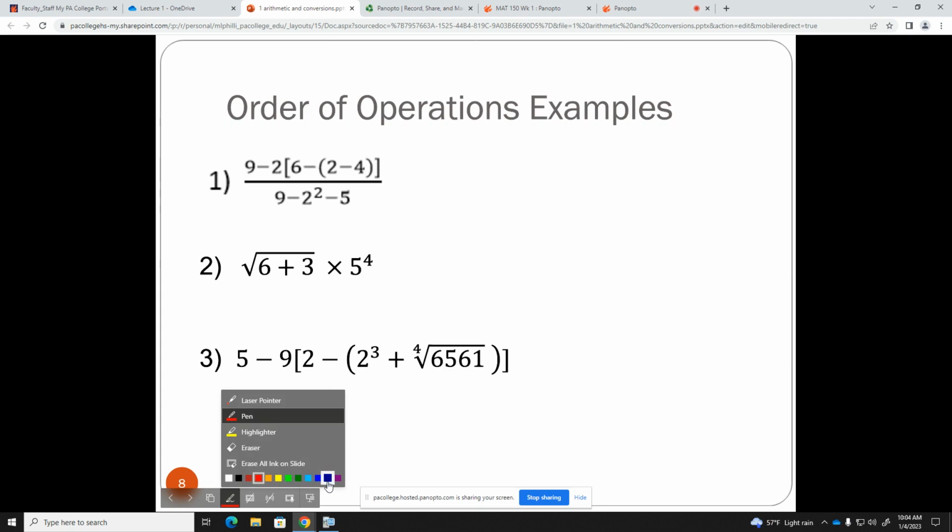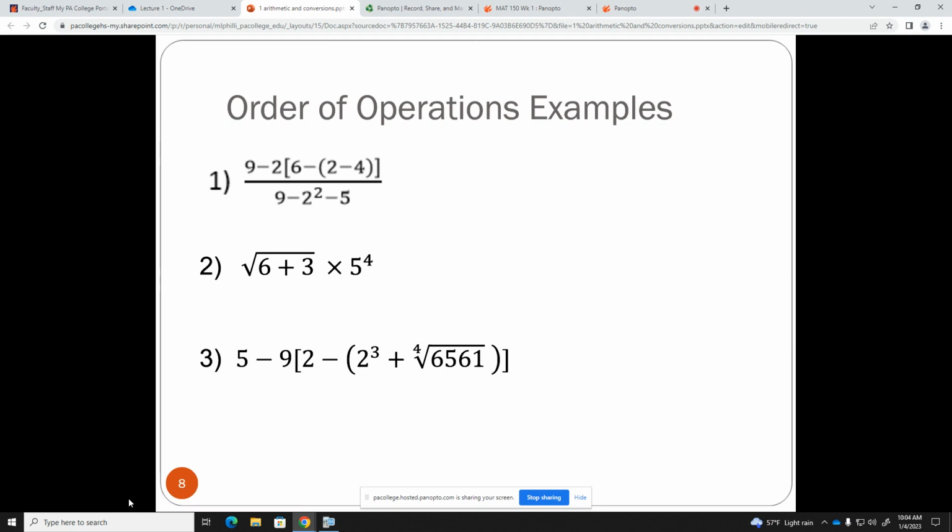The first thing that I notice is that it is a fraction, and in PEMDAS, we need to evaluate fractions first. In order to evaluate a fraction, we need to know the numerator, which is the top, and the denominator, which is the bottom, separately.